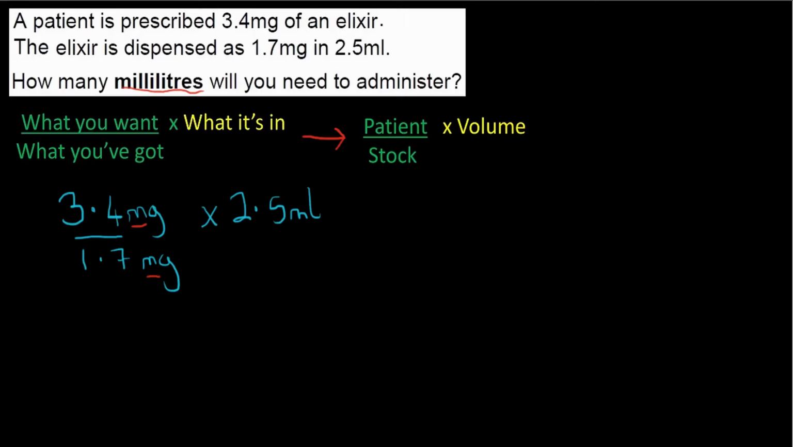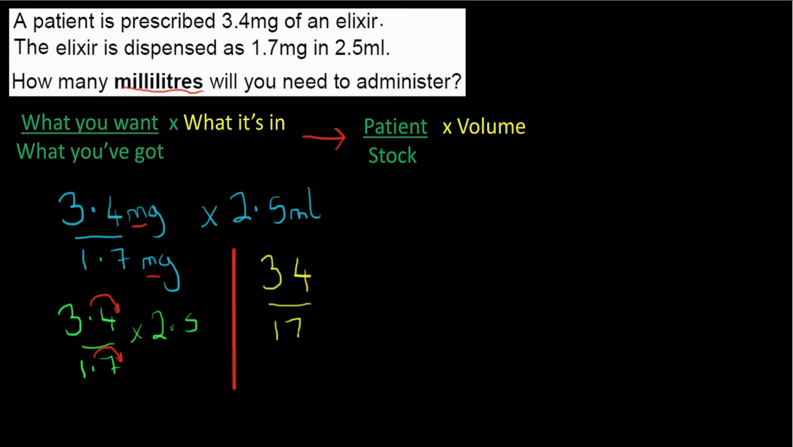So mathematically we now need to do 3.4 over 1.7 times 2.5. It looks tricky because that fraction includes decimals, but like before I'm going to do the opposite of simplifying. I'm going to multiply top and bottom by 10, which has the effect of moving that decimal point outside of the number. So I end up with 34 over 17 times 2.5.